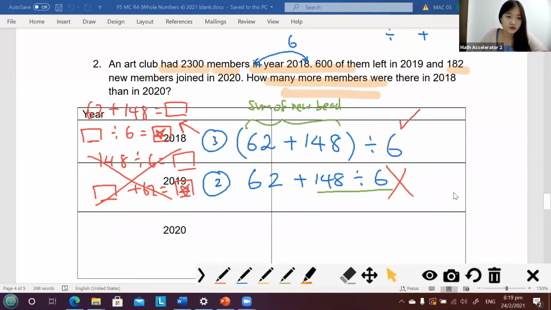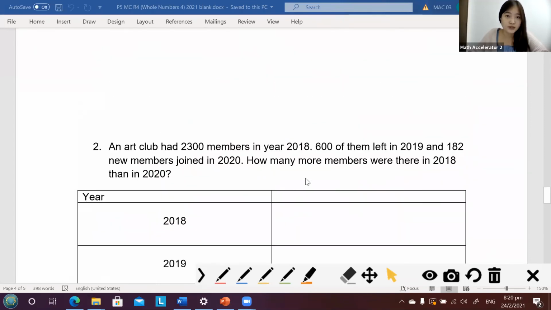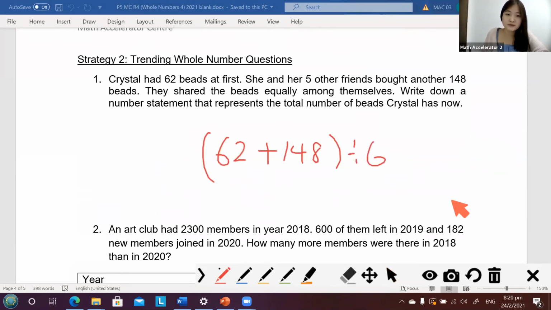Okay, let's do question 2. They only want the statement, so you just write it down: 62 plus 148 divided by 6. That's the statement. They want beads now, which is after you divide it.